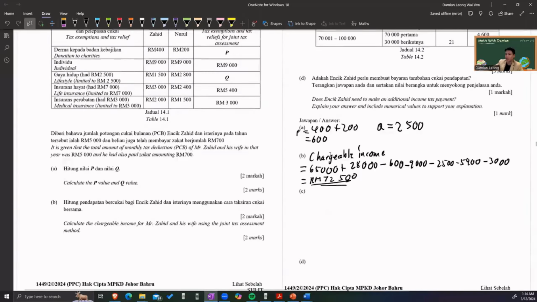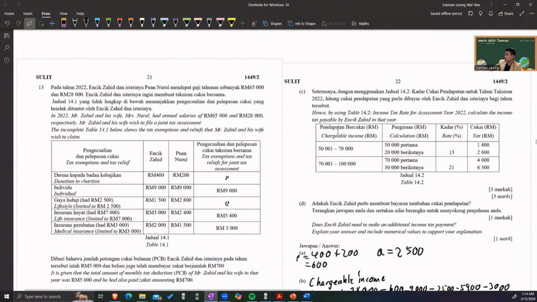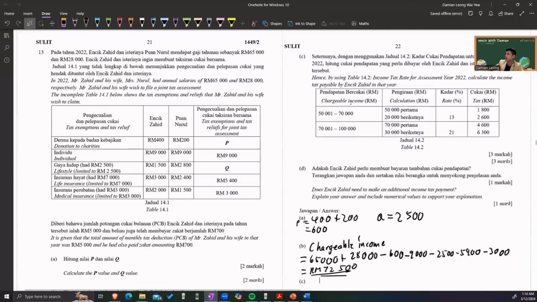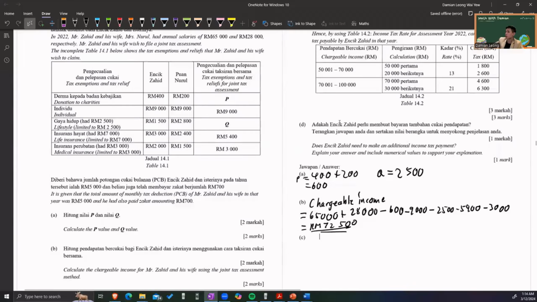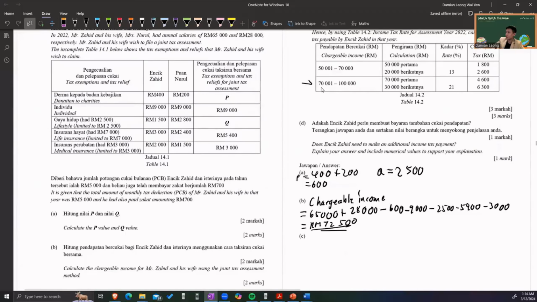Then part C. Hence, by using table 14.2 for the income tax rate for assessment year 2022, calculate the income tax payable by Encik Zahid in that year. So their chargeable income is 72,500. So we take this rate.